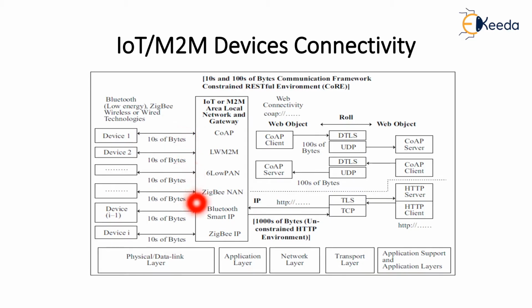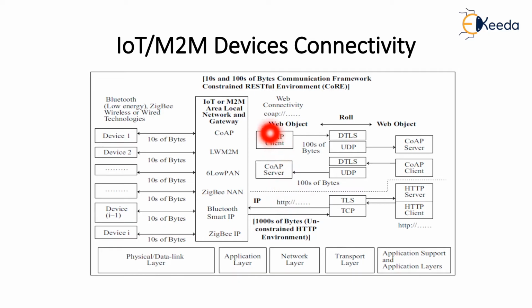And then in the IoT or machine to machine area, local network and gateway, these are the protocols to be followed for the transfer of data. So this is the Constrained Application Protocol, and then the LWM2M protocol, the 6LoWPAN protocol, and LWM2M is a lightweight machine to machine communication protocol. 6LoWPAN is a low power personal area network, and Zigbee protocols. So here it is also using Bluetooth Smart IP and Zigbee internet protocols.